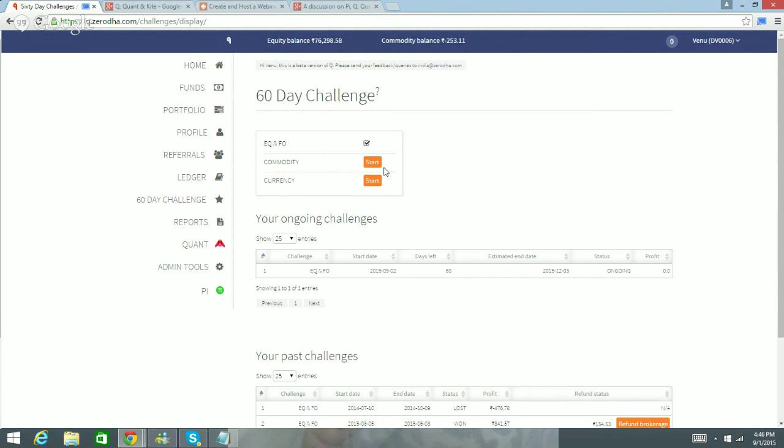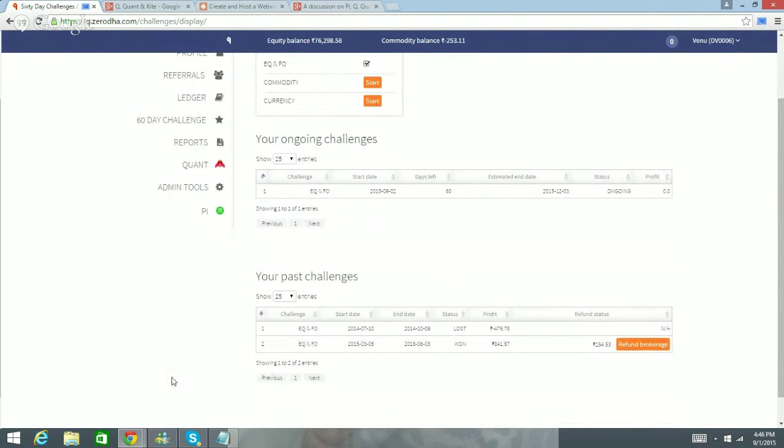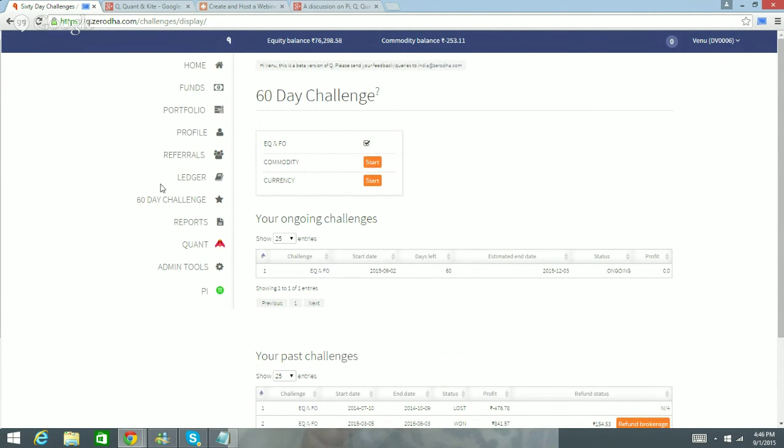So once we click on start, as you know, the challenge has just started for Venu right now. The days left is 60, right? So that means from tomorrow onwards is his first day. This counter will keep running down: 60, 59, 58 and so on. We also show the past challenges, right? Now, what we have done in the 60-day challenge is different from the other P&Ls.